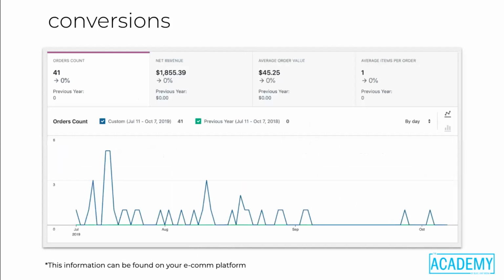And then for conversions, this is an example of a campaign that we ran. This influencer specifically was product exchange only. So she had 41 orders, and we're actually working with her again, and she's still killing it. This is just your e-com platform where you would take a look at the coupon.